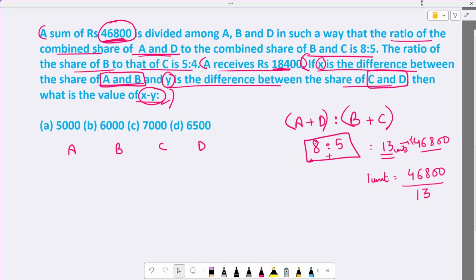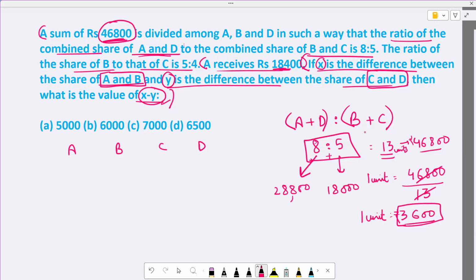And when we proceed with it, what is the value that we receive here? So if we try to cancel them, that is divide this number by 13, we get the value of 1 unit to be equal to 3,600. Therefore, 1 unit is equal to rupees these many. So 8 will be equal to 8 multiplied by 3,600, which will be equal to 28,800, and 5 units will be equal to 18,000.